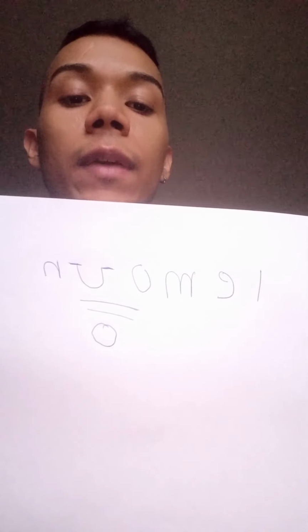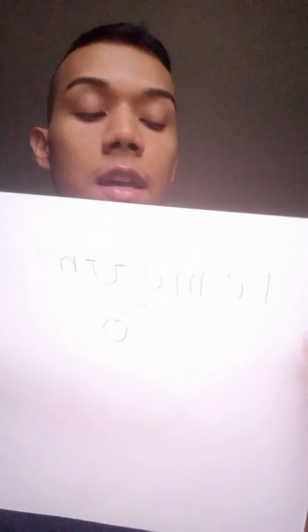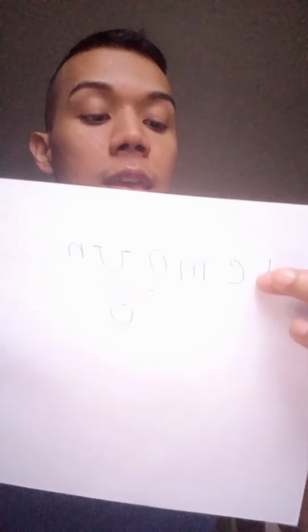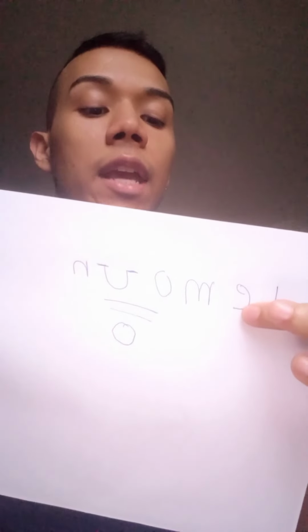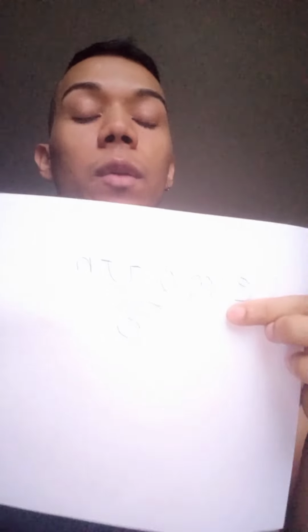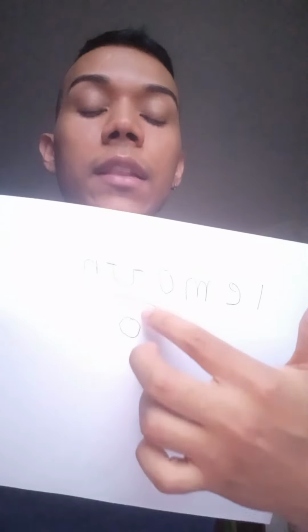In the phonetic alphabet, each letter has a symbol to represent it. So L is still L, it doesn't change. E, still E, it doesn't change. M, still M, it doesn't change. But when we get to the O right here, it definitely changes.